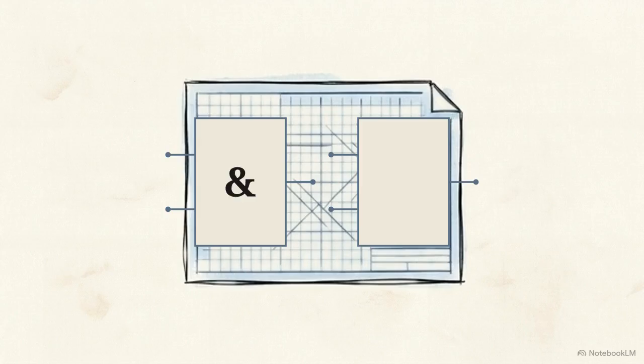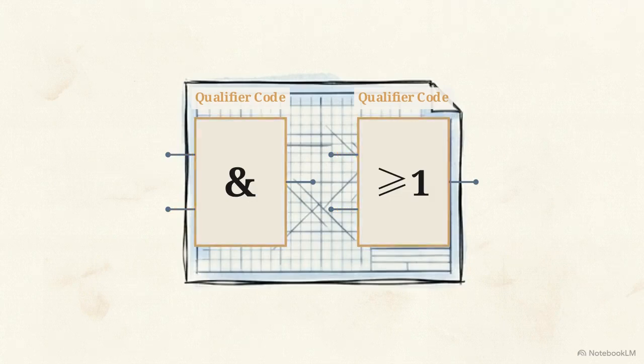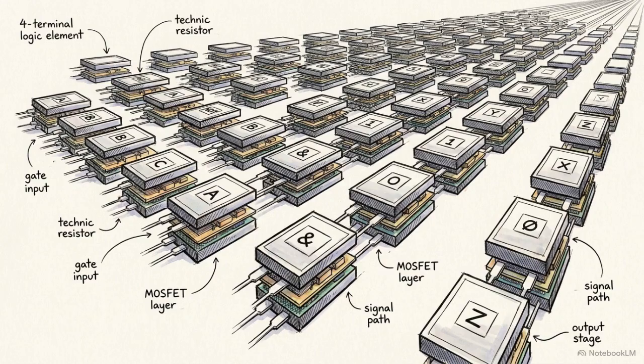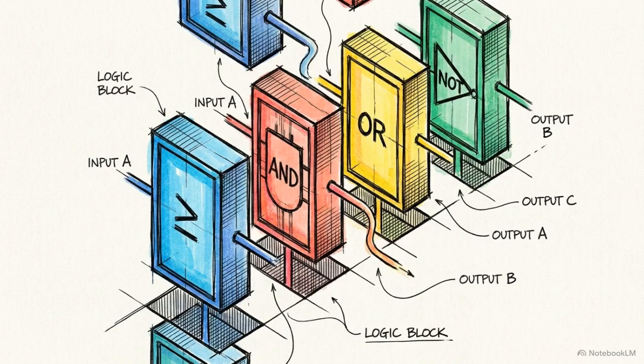Instead of communicating function through an external outline, the standard relies on internal qualifier codes. Inside these identical blocks, specific typographic markers denote the operation. An ampersand signifies an AND gate, while a greater than or equal to 1 symbol denotes an OR gate. Embedding logic qualifiers inside uniform rectangles eliminates the need to maintain an ever-expanding library of unique drawings for every new logic function. The IEC rectangles act as scalable, modular containers for complex logic, rather than rigid, literal illustrations.